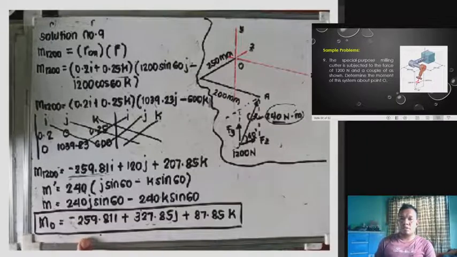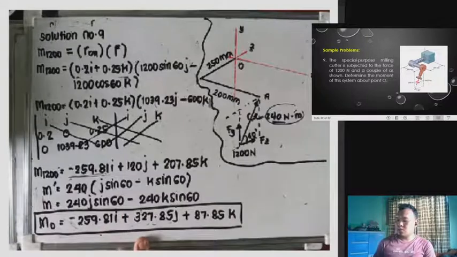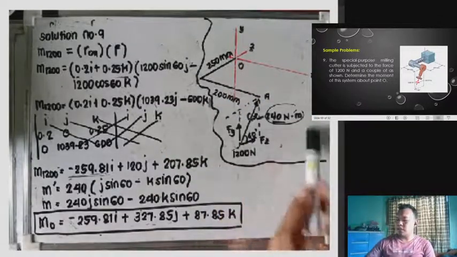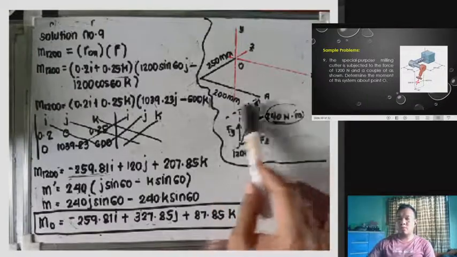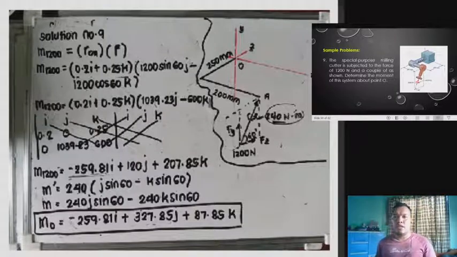Therefore, the moment of the force 1,200 Newton and the couple moment of 240 Newton meter is equivalent kay negative 259.81i plus 327.85j plus 87.85k. So ito po yung magiging moment dun sa O, no? Equivalent couple moment, equivalent moment nitong nandito, no?